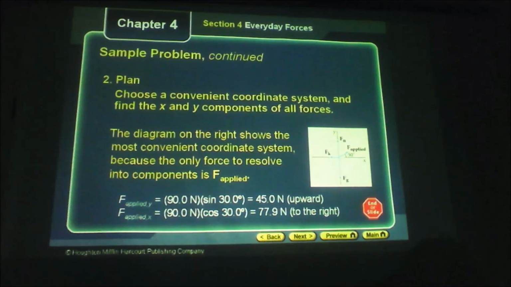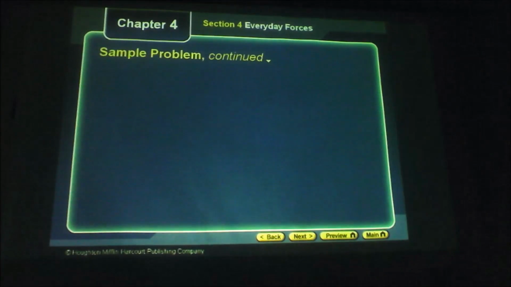In order to find the force in the y direction, we take the 90 newtons that he's applying on the rope times the sine of 30 degrees, and that would be 45 newtons pulling upward. And when he takes the 90 newtons times the cosine of 30 degrees, we find that he was also pulling 77.9 newtons to the right.